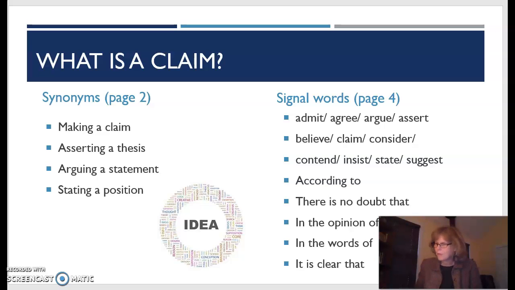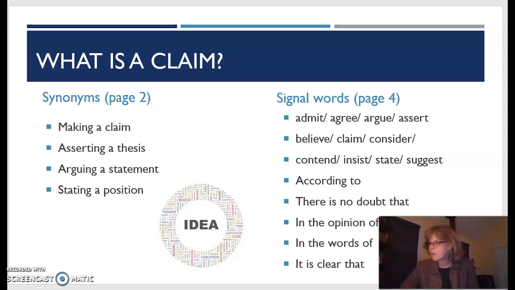If you flip over to page 4, you'll see that there's actually a chart for you that has what we call signal words, or words that give you the clue that this is talking about a claim, a thesis, a position. And you can see that there are signal words that are verbs, and we have these words like admit or agree. The writer argues or asserts.